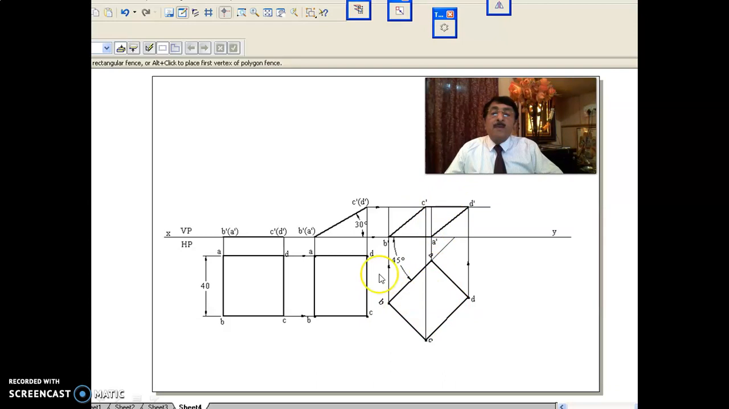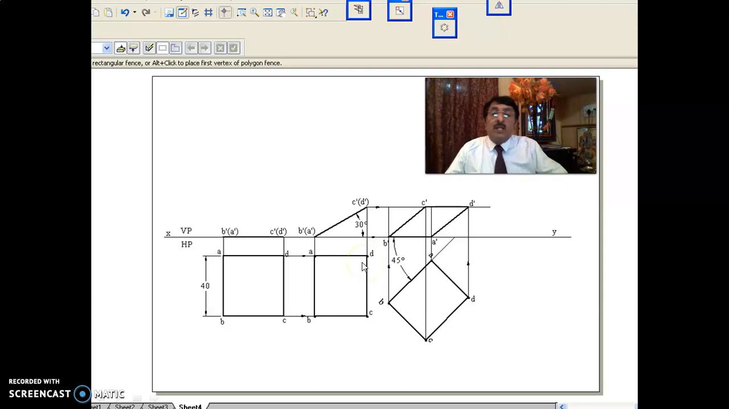That means the problem is edge on HP, surface is inclined at 30 degrees to HP, edge on HP is inclined at 45 degrees to VP for this complex position. You have to draw the top view and front view. This is the front view and this is the top view. Please follow. This is edge on HP, keeping edge on HP, keeping 30 degrees constant.